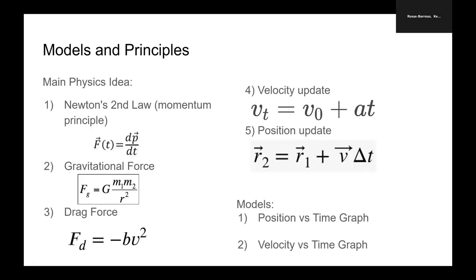The main physics principle ideas that were present in the experiment include Newton's second law, also known as the momentum principle, to calculate the net force acting on an object. The gravitational force, along with the drag force, are the two interactions that we included in the net force. So it is very important to take these two forces into account. The velocity update and position update equations were necessary to determine the final position and velocity of the object over a period of time. And the models that support these ideas are the position-time graph and the velocity-time graph.